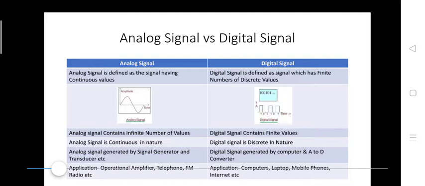Next point, analog signal is continuous in nature, digital signal is discrete in nature. Analog signal is generated by signal generator and transducer, whereas digital signal is generated by computer and A to D converter. Application of analog signal: operational amplifier, telephone, FM radio, etc. Application of digital signal: computer, laptop, mobile phones, internet.